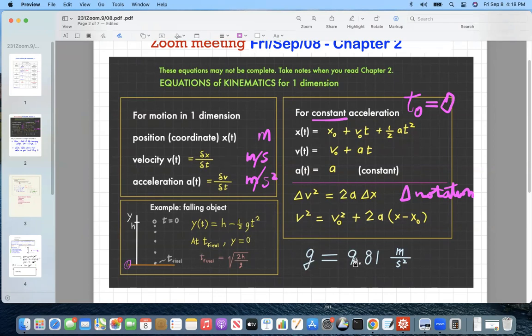And that value we'll take always in this course to be 9.81 meters per second squared. It can be a little different at different points around the surface of the Earth, but 9.81 is a good approximate value anywhere on the surface of the Earth.